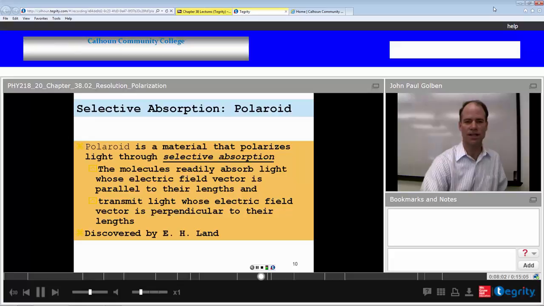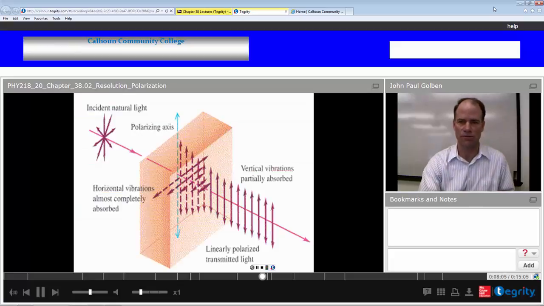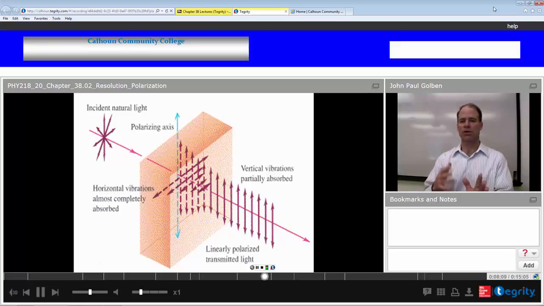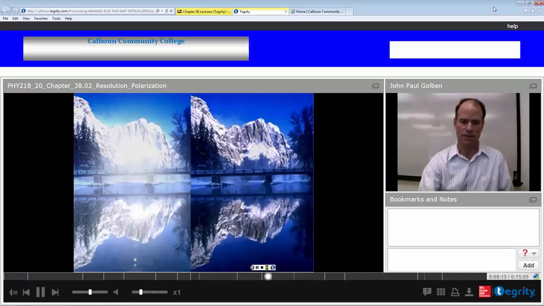Discovered by E.H. Land, and this led to Polaroid film. Looks like this. Light is preferentially absorbed in one direction, allowing the perpendicular direction to pass through, giving you polarized light in that direction. And it results in a clear resolution of the film.